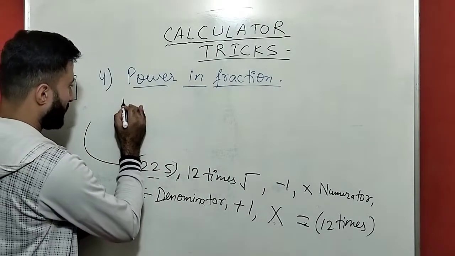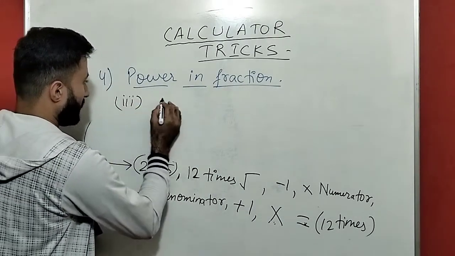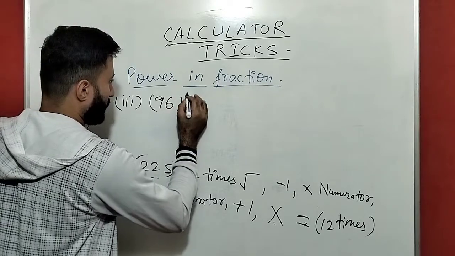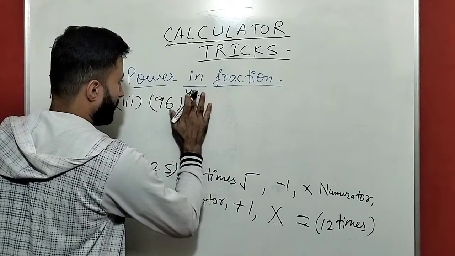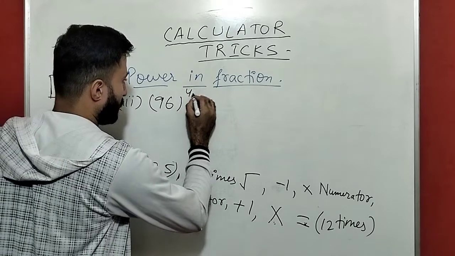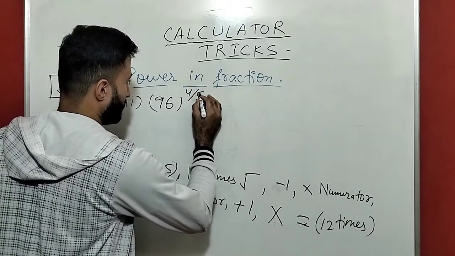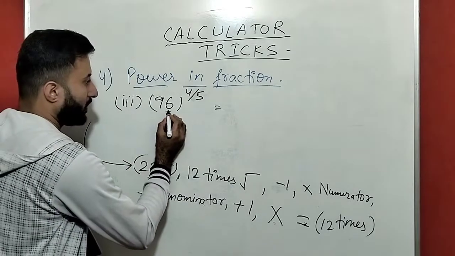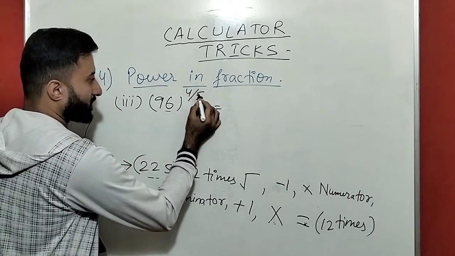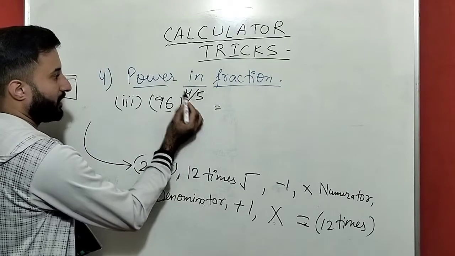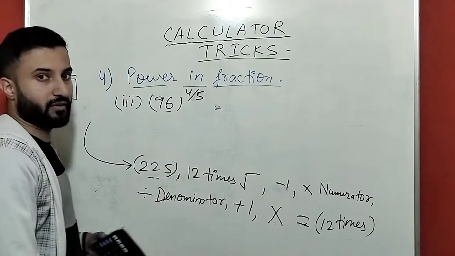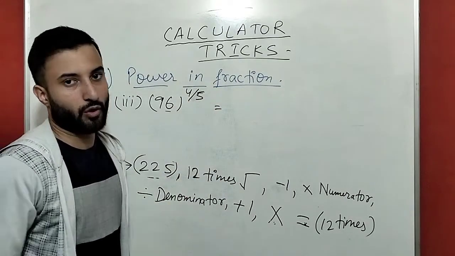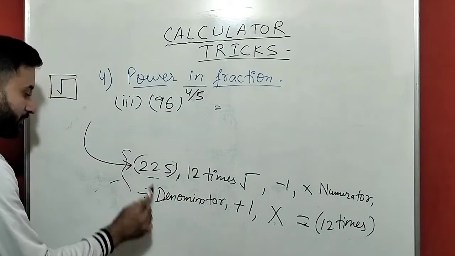Next sum is 96 power 4 by 5. Means we will see, guys, we have to find the power where the power is in fraction, 4 by 5. Power is in fraction. Then what will we do? We will follow these steps.